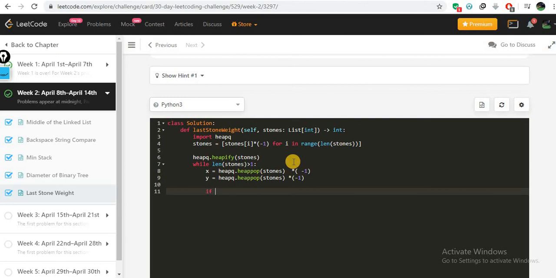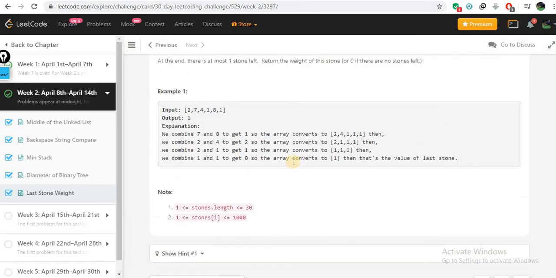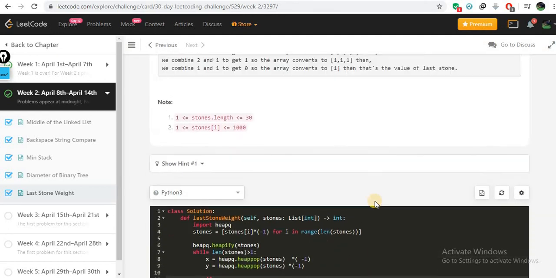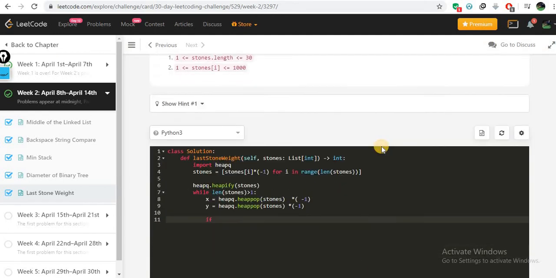If x and y are equal, we just have to smash them. Smashing them just means that we have to take them out of the array, as I mentioned here. When we smash this, two elements have disappeared from this array. So we just leave them.